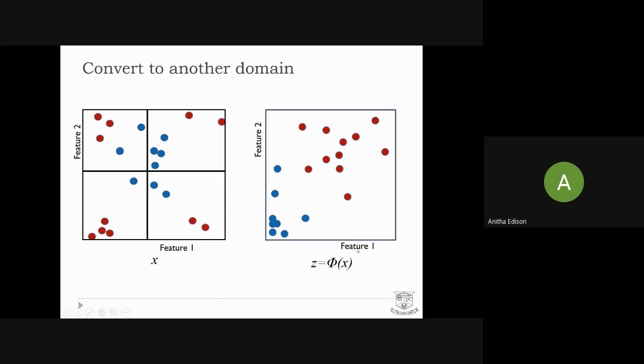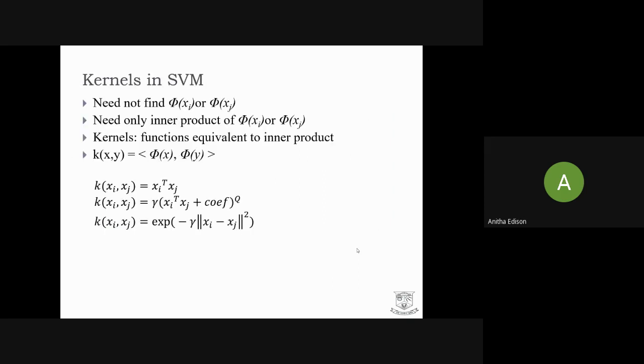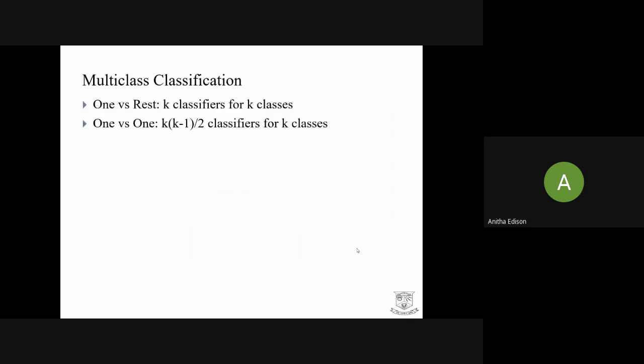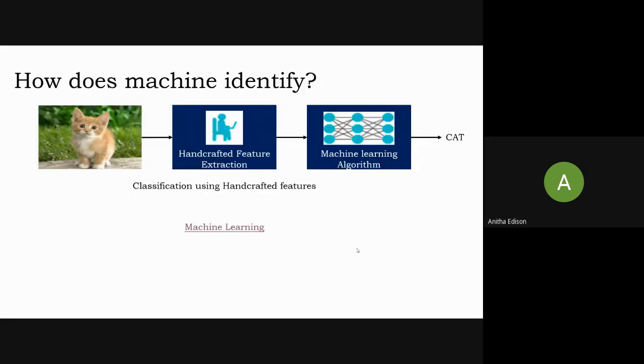So this is the basic idea of kernel in support vector machine, or kernel in SVM. You will convert it to another domain using kernels where the data will be separable. Instead of just the features, we will convert to another domain. Okay, so those are the basic things in support vector machines, sorry, machine learning.